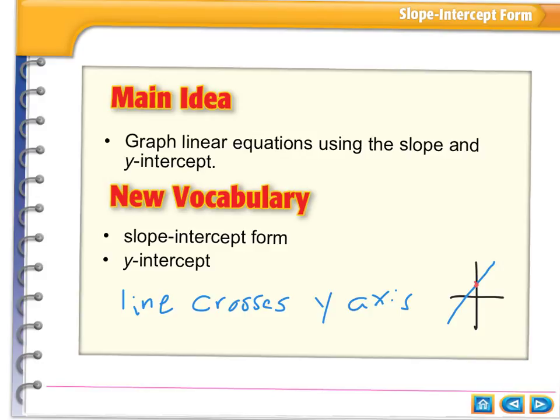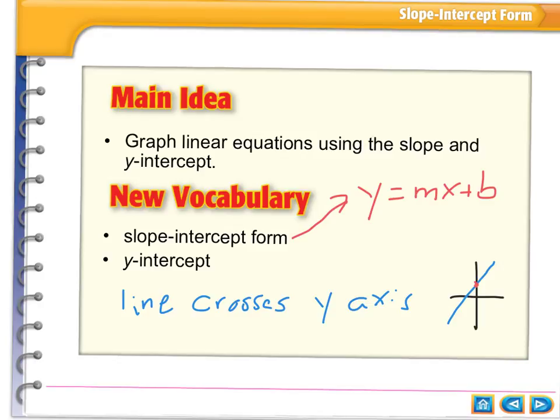Okay. Now then, the other one we have is slope-intercept form. And this is a form of our equation, and this is what it is defined as. You're going to hear this a lot. Slope-intercept form is y equals mx plus b.